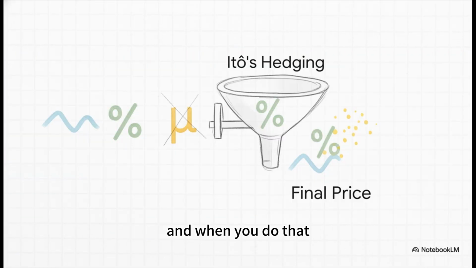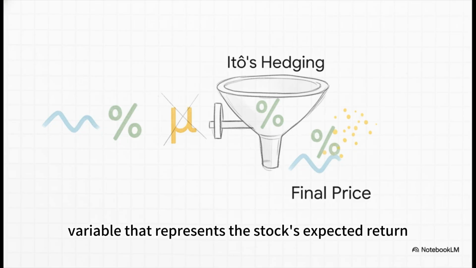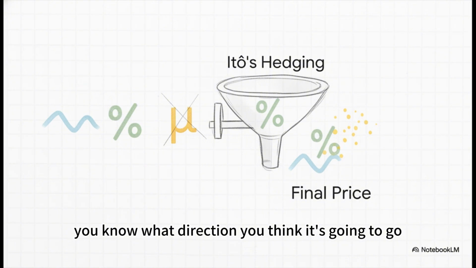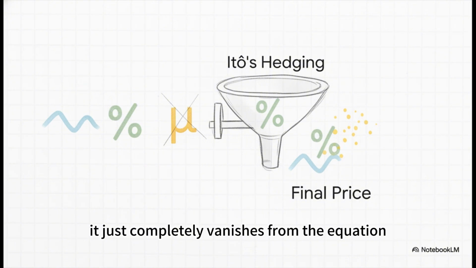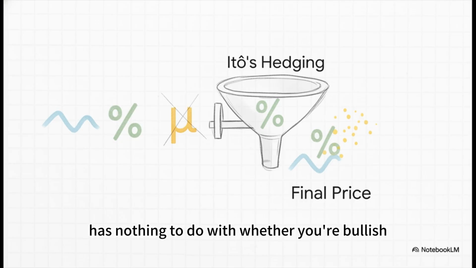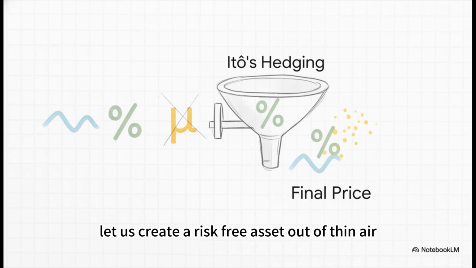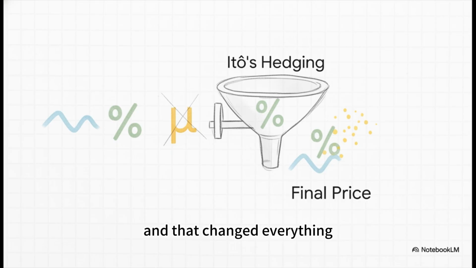And when you do that, something totally mind-blowing happens. The variable that represents the stock's expected return, what direction you think it's going to go, it just completely vanishes from the equation. The price of an option, it turns out, has nothing to do with whether you're bullish or bearish. It only depends on stuff you can actually see, like volatility and interest rates. Ito's lemma let us create a risk-free asset out of thin air, and that changed everything.